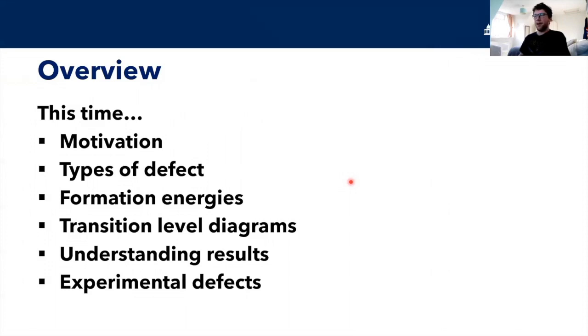So a quick overview of what we're going to be looking at this time is shown on this slide. At first, we're going to quickly talk about the importance of defects, the motivation for studying them, what materials they're useful for. Sean's then going to talk us through the different types of defects and the different terminology. We're then going to look at how we can calculate formation energies and the theory behind that. And then we're going to look at transition level diagrams, which are basically our way of visualizing these formation energies. Then we're going to look at what we can take from these results, and finally how our theory can play into experimental observations of defects as well.